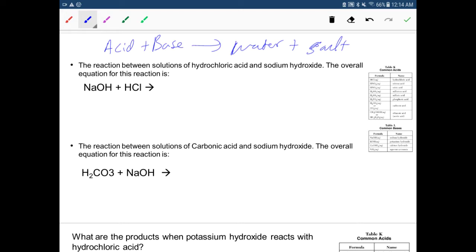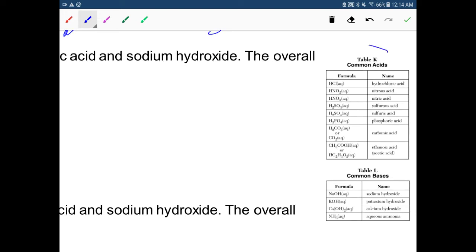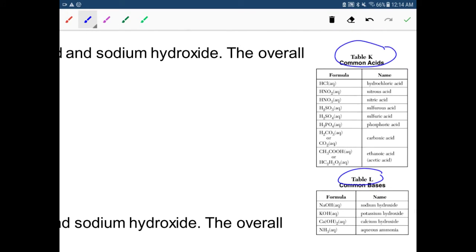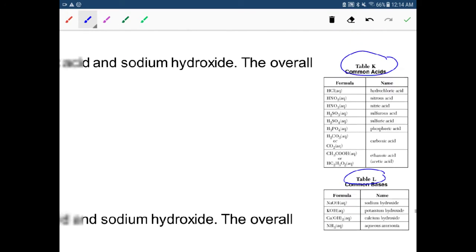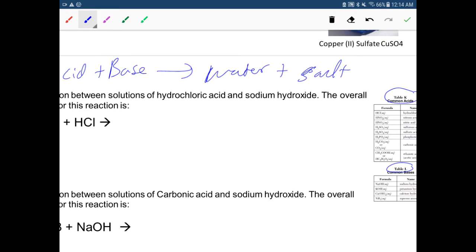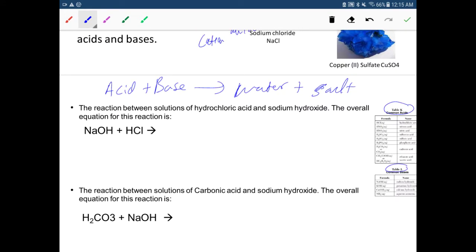If for any reason you are not given the chemical formula, remember you always have Table K and Table L, which give you the names of the common acids and bases. I'm not going to give you any acid or any base that is not part of these tables. And the acids and bases involved in neutralization reactions are always going to be Arrhenius acids and bases.